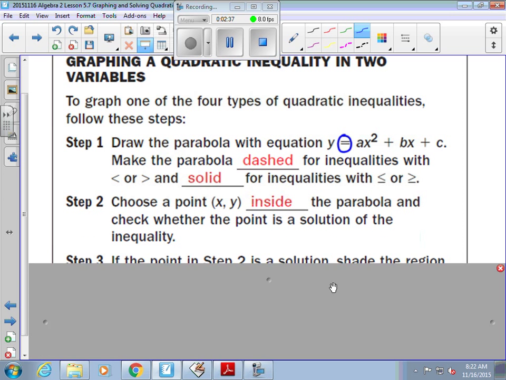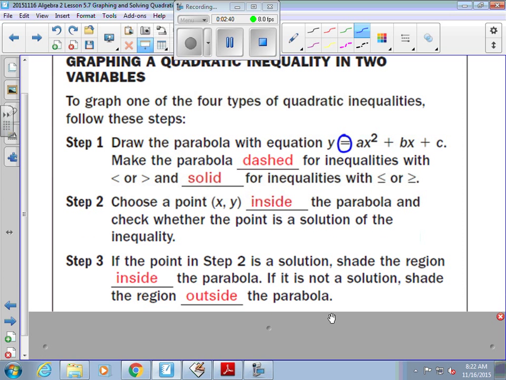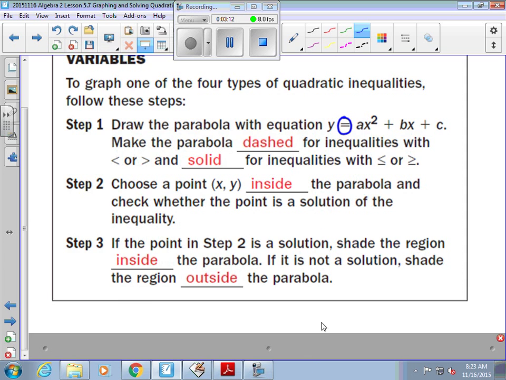Step number three, if the point in step two is a solution, shade the inside. If it is not a solution, shade the outside. Again, we can reword that to say if the point you chose was true, shade towards that point. If it was false, shade opposite that point. Meaning if 0, 0, for example, is inside the parabola and is true, you shade inside. If 0, 0 is inside the parabola and is false, you shade outside, and vice versa to both of those statements. And then I thought it was 4 steps, excuse me.